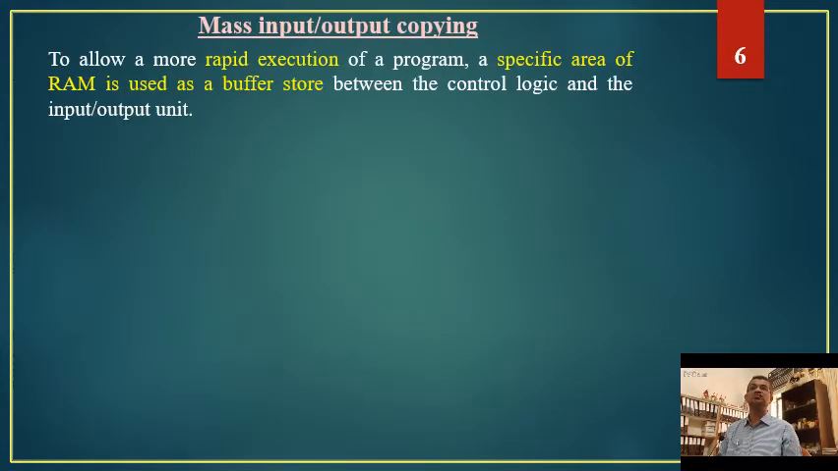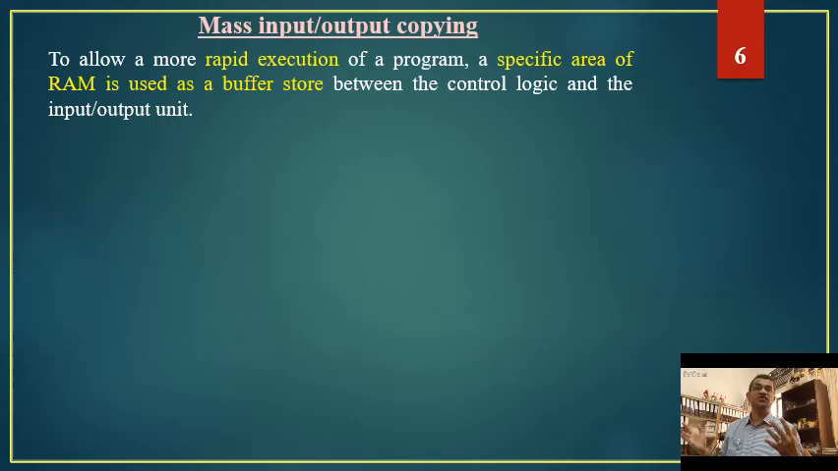So the alternative for this continuous updation is mass input output copying. This is an alternative to the previous one. Whatever disadvantage we have in the first case, continuous updation, is eliminated in mass input output copying. So as you can see, it is a copying of input or output signals in mass.